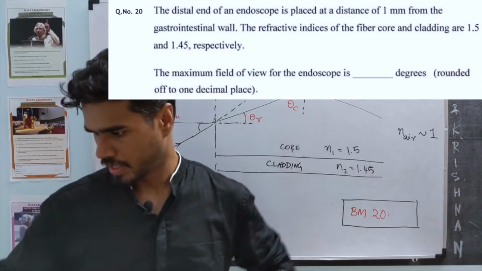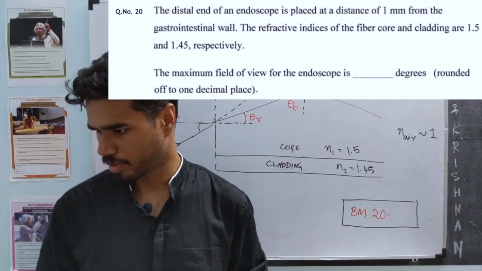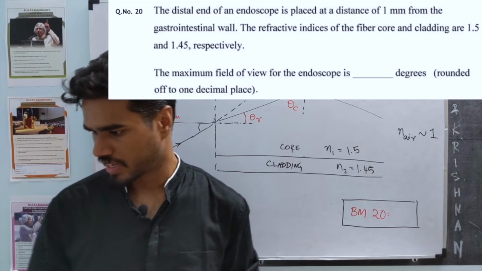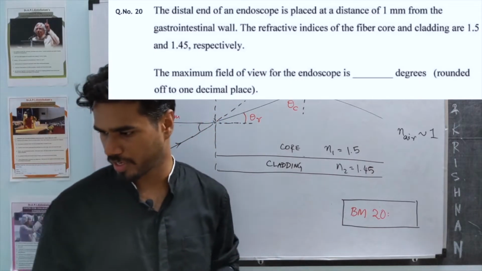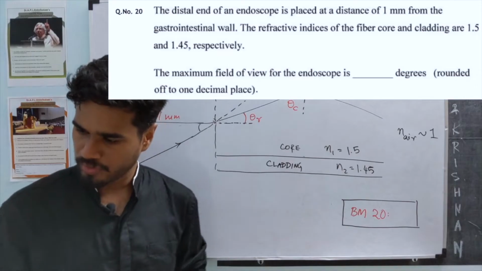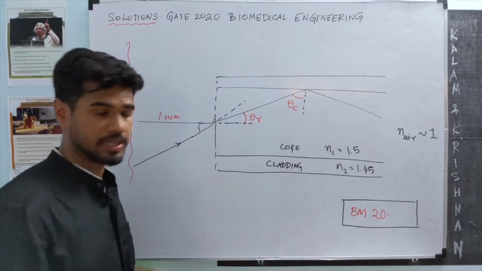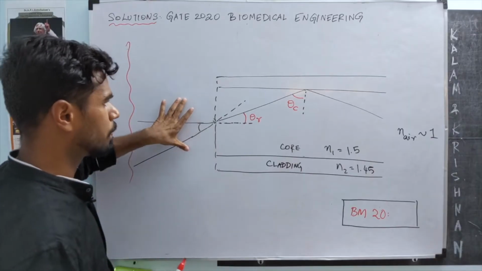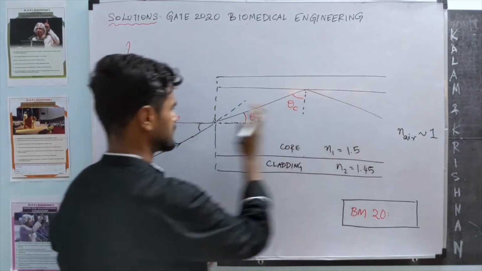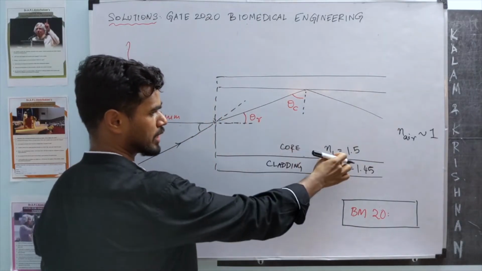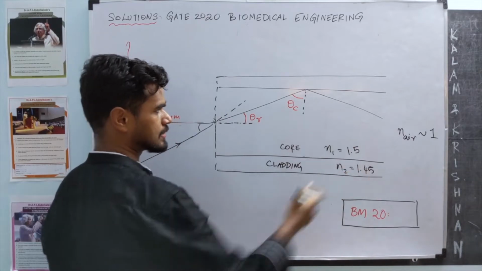20th question. The distal end of an endoscope is placed at a distance of 1 mm from the gastrointestinal wall. The refractive indices of the fiber core and cladding are 1.5 and 1.45 respectively. The maximum field of view for the endoscope is dash degrees. This is an interesting problem because it combines an endoscope part and a fiber optic part. Let's say this is a fiber optic cable, this is the distal end. We have the core with refractive index N1 and cladding with refractive index N2, which is slightly lesser.